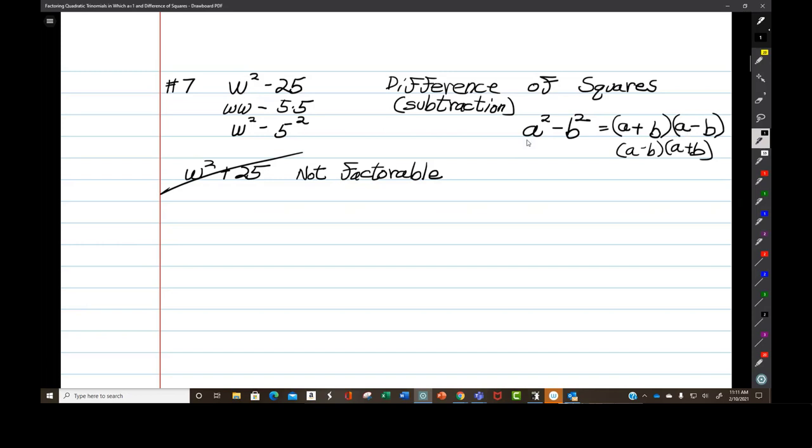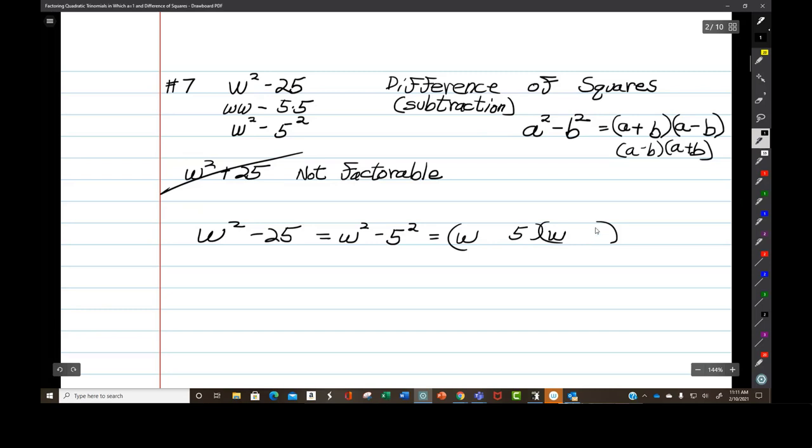Now, if W is the A and 5, see the 5 squared, if 5 is the B, then to factor W squared minus 25, it's easier if you turn it into W squared minus 5 squared. You don't have to. It's easier. Boom, boom, boom, boom. W, W, 5, 5, plus, minus, you're done. It's honestly all there is to it.